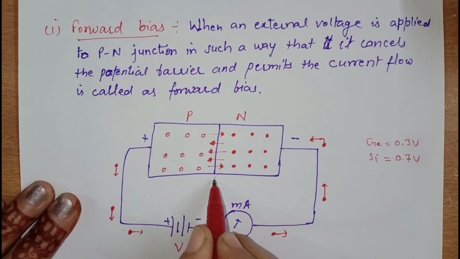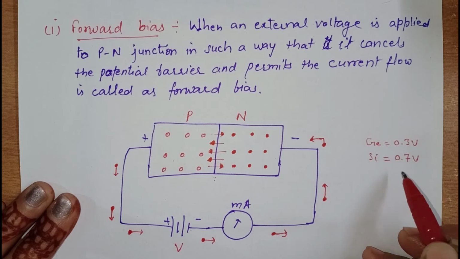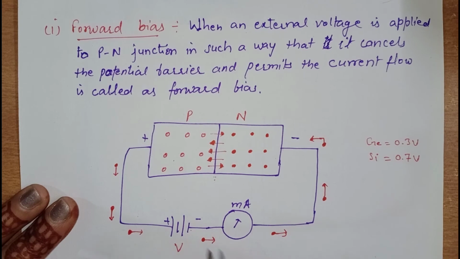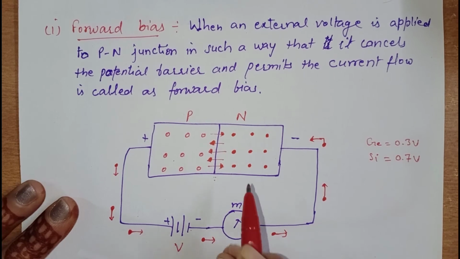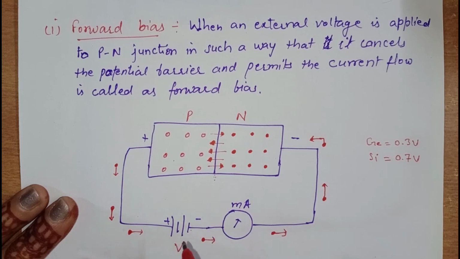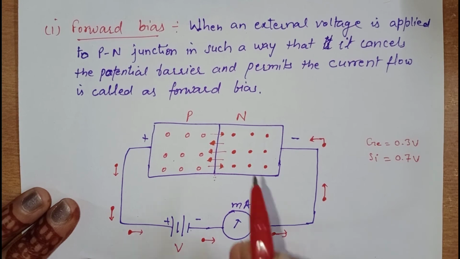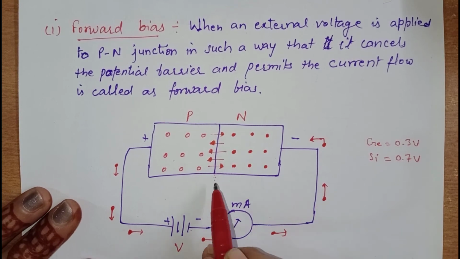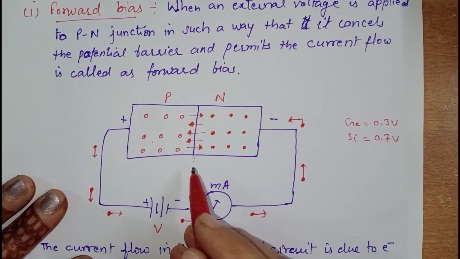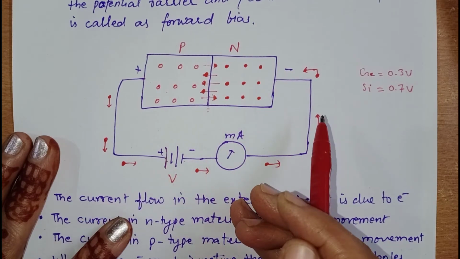As the potential barrier is very small, it is 0.3 volt for germanium and 0.7 volt for silicon. So a small applied voltage is sufficient to cancel this potential barrier. So we can say that when we apply a voltage in the forward direction, it will reduce the junction resistance. In forward biasing, junction resistance is almost equal to 0. Now I will discuss how the current flows in a PN junction.